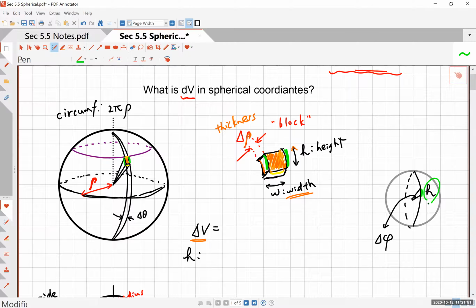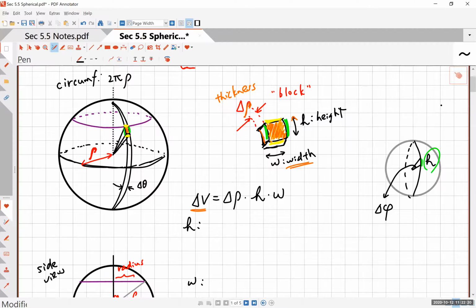And you can also see that it's over here, right? It's really not that hard to find out what that thing is. And then with yellow, I have highlighted the width, w. That's what this is, and you can also see that over here on the left in this picture. All right, so what is dV? Well, delta V, of course, is delta rho, that's the thickness, times h, the height, times w. That is because it is pretty much approximated by a rectangular box.